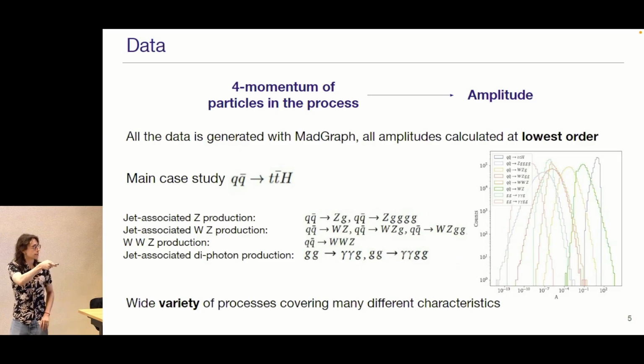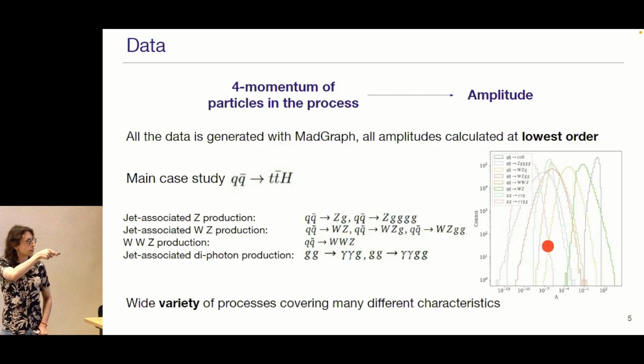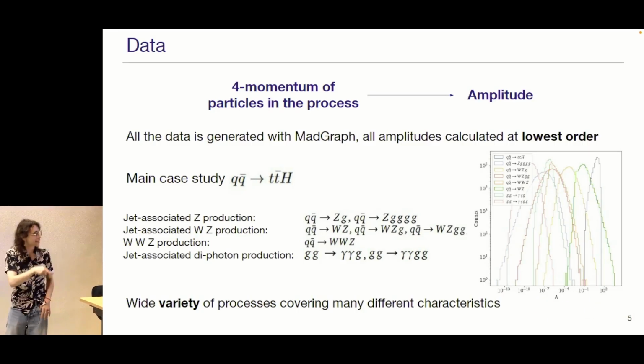Here, it's just a histogram of the amplitude of the process in each one of these data sets, and the count. So it's a histogram of the amplitudes. But just to show that we have processes going from 10 to the minus 13 scattering amplitude up to, I can see it from here, 10 to the 2.